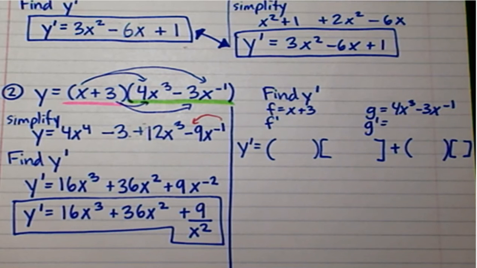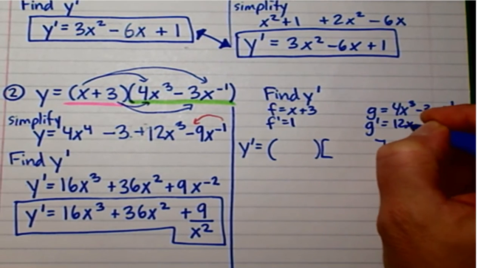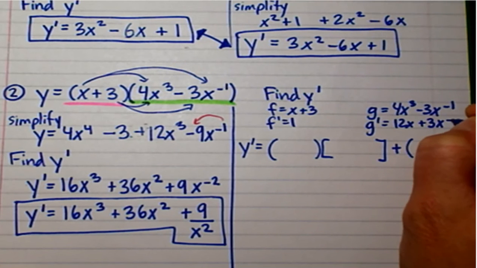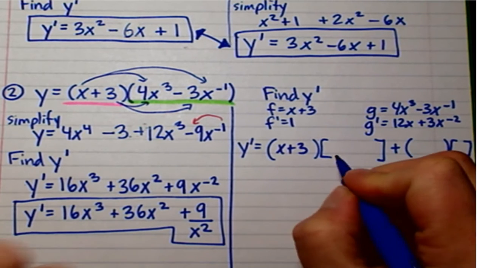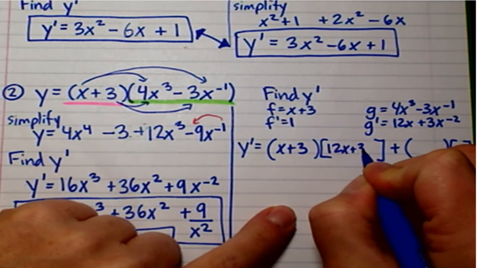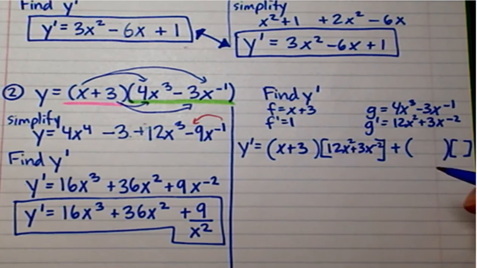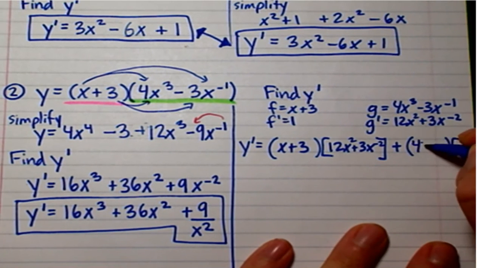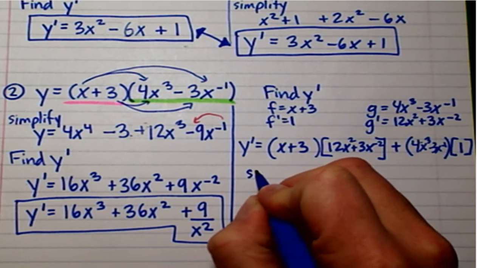Okay, good, I see it. Okay, so I'm going to start filling in my pieces. So I get 12x plus 3x to the negative 2. The first times the derivative of the second, plus the second times the derivative of the first. And multiply, right? So now that you have the rule, now you simplify.